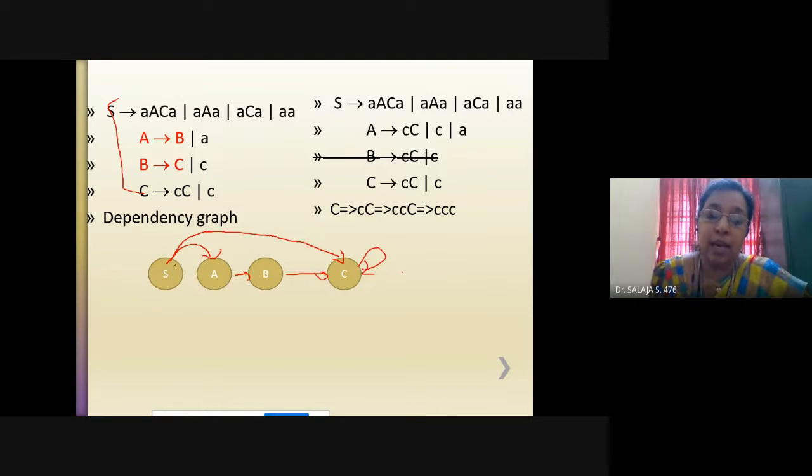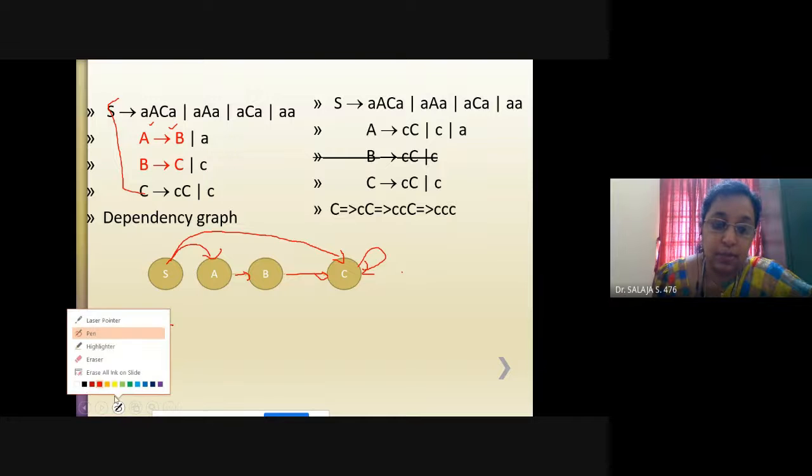From S, I'll be able to connect A and C. From A, I'll be able to connect B, so you have an edge which connects A to B. From B, you'll be able to connect C. From C, we'll be able to connect C. But now the next step is to identify the edges which give you only the unit production dependency. This is your dependency graph.